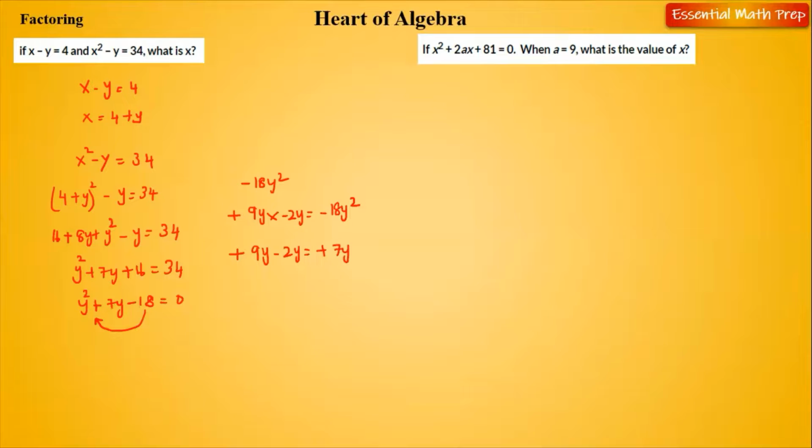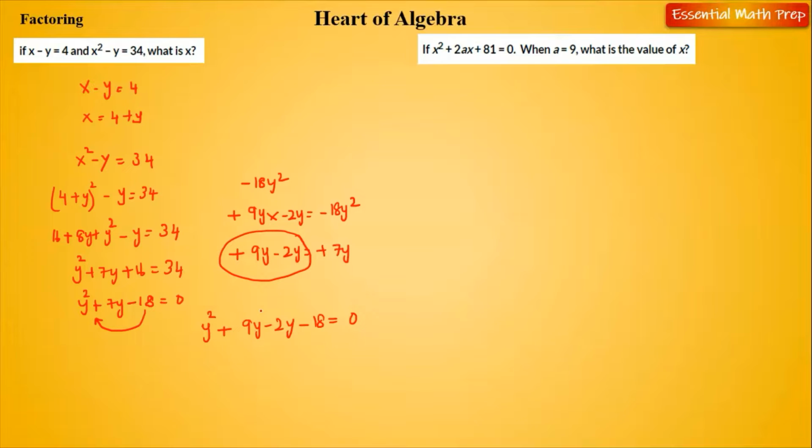So we put the plus on the 9 because we want the 7 to be plus and the 18 to be negative. So it's plus 9y times negative 2y gives you negative 18y squared. But if we add them, then we get 7y. So this is precisely what we substitute in place of 7y. So we could say y squared plus 9y minus 2y minus 18 equals 0, because I've just substituted 7y with these terms.